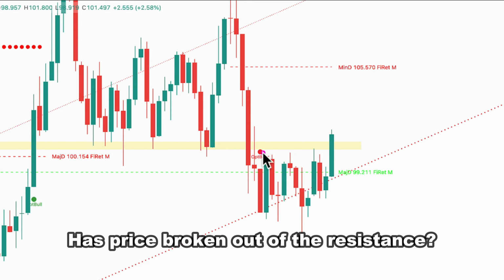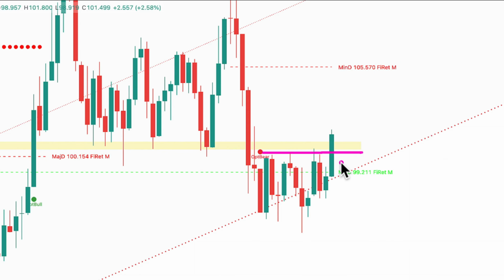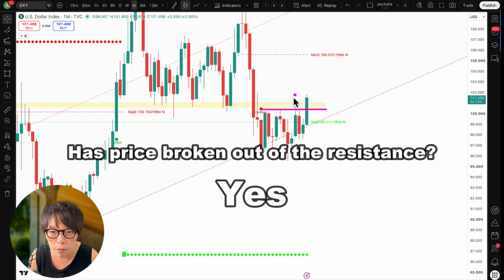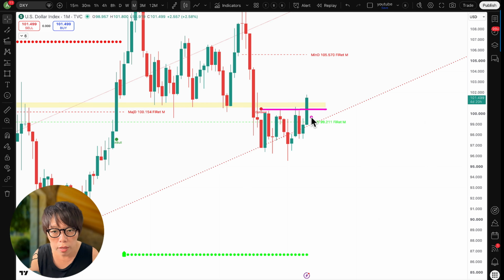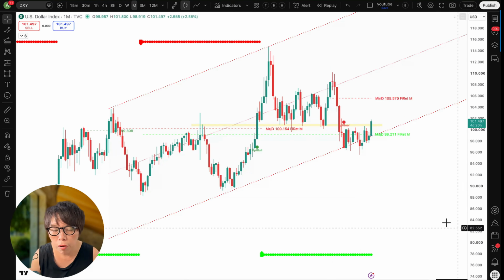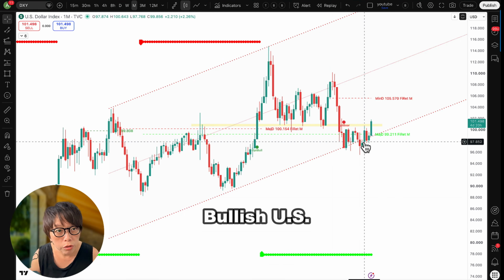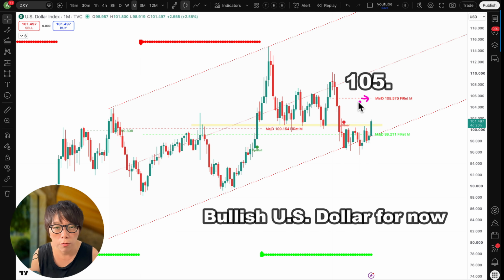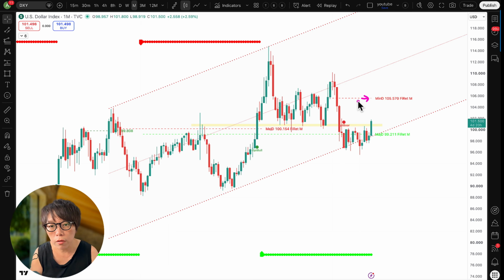So there's a whole cluster of resistance here, and I think the answer is, what do you think? Yes, I think the answer is yes. Based on the month close, it has already broken out. So in other words, we are probably looking at a bullish US dollar for now, at least until the 105 region. Now that's a quick review on the US dollar, whether the US dollar is gaining strength.